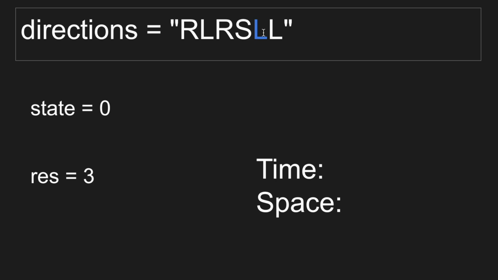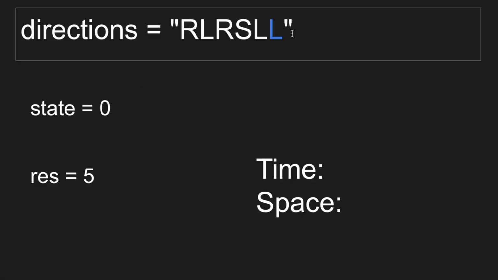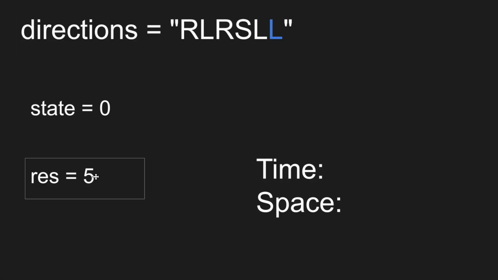Now that we have a car moving left, we need to increase the result by 1. And now we are at our last L. It's moving left, so it will crash here. So we need to increase the result by state plus 1, which is 1, and reset state to 0, but it's already at 0. So we keep it at 0. And now that we have come to the end, we can return the result, and that's 5.